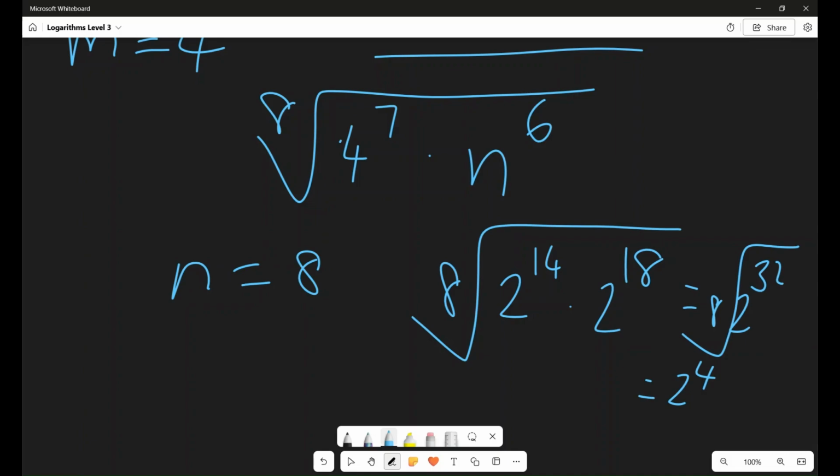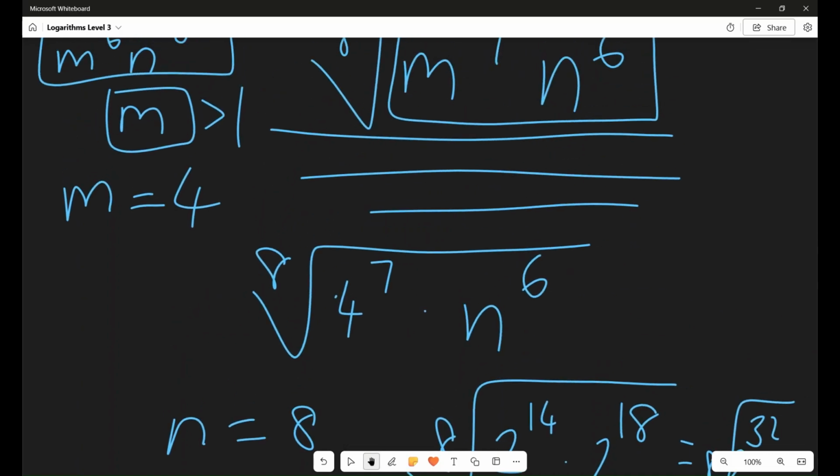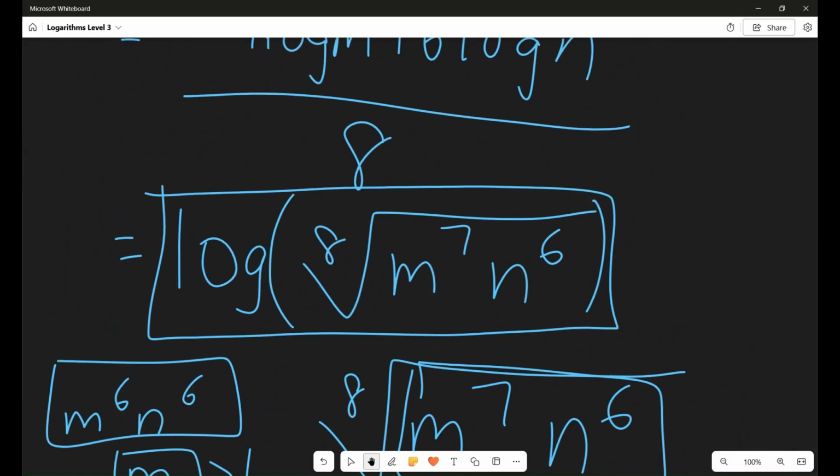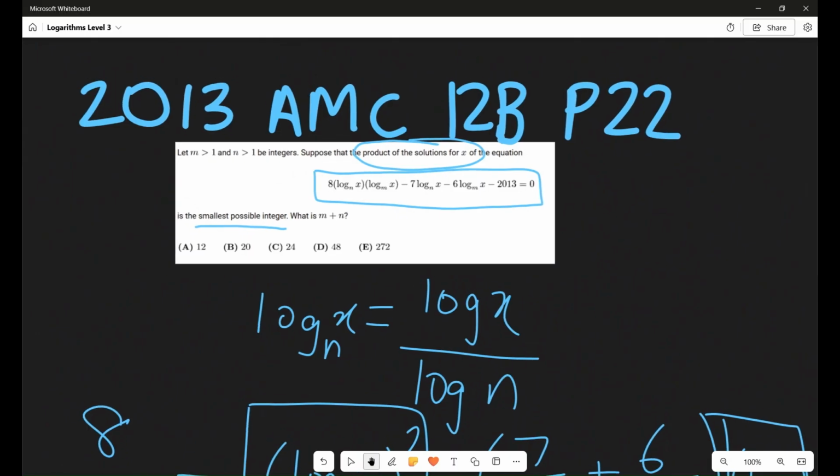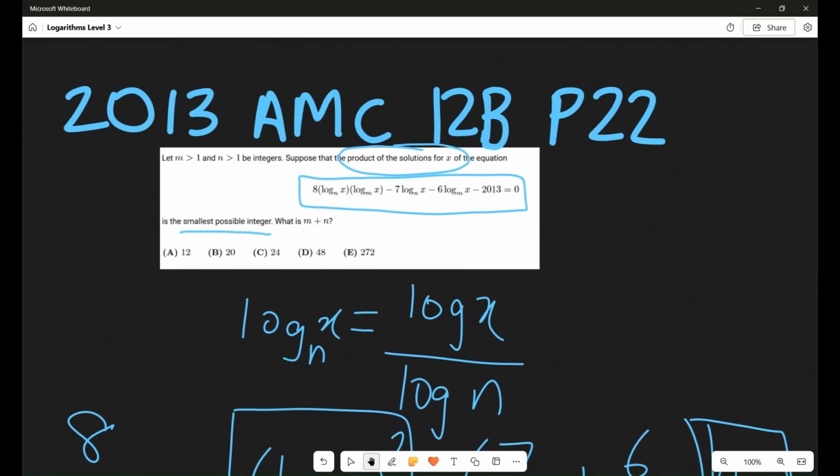So since that works out, we have m equals 4, n equals 8, and obviously we don't know for sure that that's the smallest possible value, but we can use the fact that we have multiple choice. So if m is 4, n is 8, 4 plus 8 is 12, and that just so happens to be our smallest possible option.